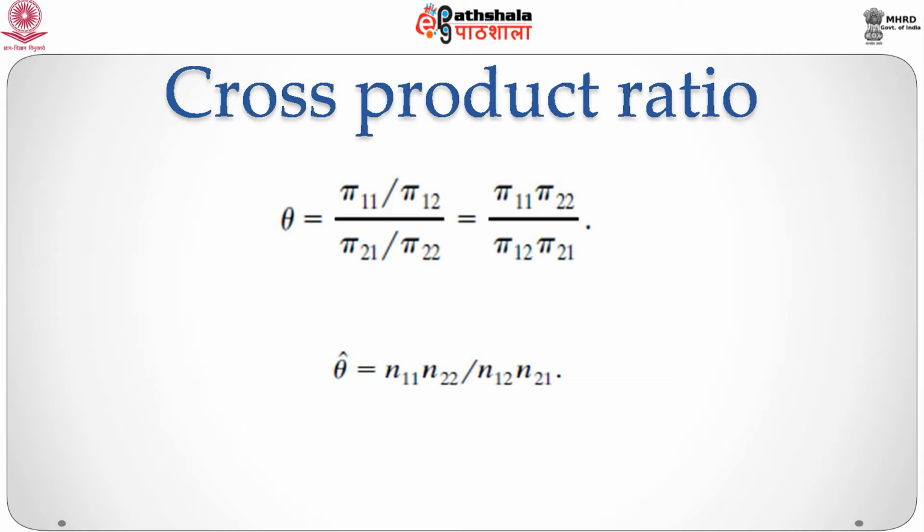Now note that the sample estimate of theta is theta hat equal to n11 n22 by n12 n21, where nij denotes the cell frequency for category i and j. You should be able to satisfy yourself that this is indeed the maximum likelihood estimator of the odds ratio using the property of invariance of the maximum likelihood estimate.